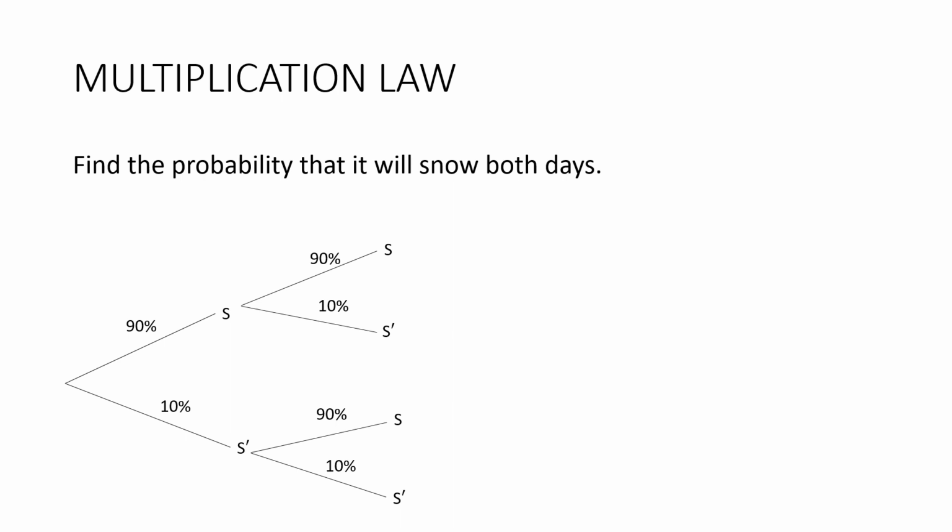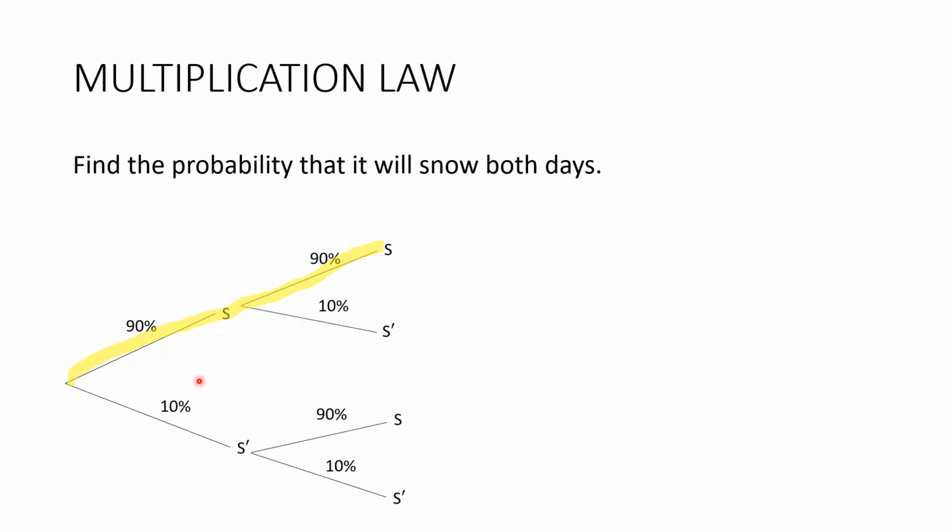Now we're going to look at using the multiplication law and the addition law with a probability tree diagram. So let's find the probability that it will snow both days. The first thing to do is to figure out where that is on the diagram. Here's that it snows on the first day, and here it is that it snows on the second day, so we want this. Now, as we're going across the tree, we're going to multiply.